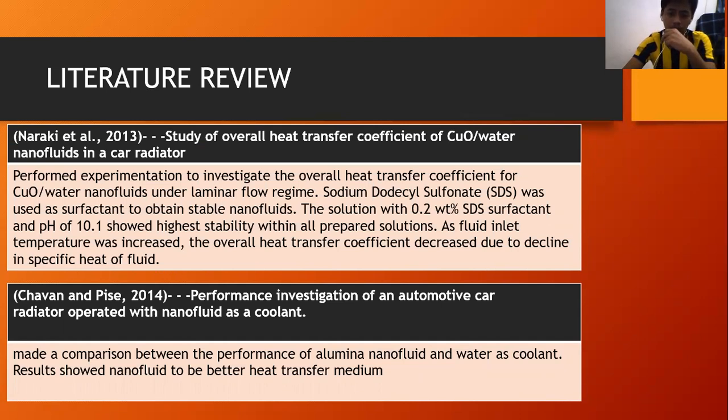The solution with 0.2 weight percentage and pH of 10.1 showed higher stability among all prepared solutions. As fluid inlet temperature was increased, the overall heat transfer coefficient decreased due to the decline in specific heat of the fluid.